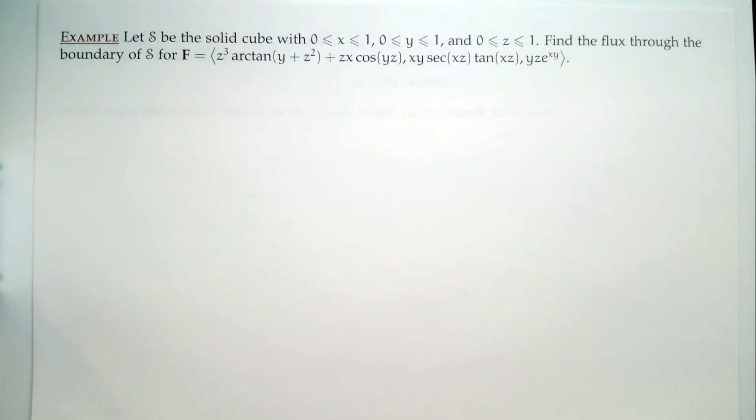Let S be the solid cube, 0 less than or equal to x less than or equal to 1, 0 less than or equal to y less than or equal to 1, and 0 less than or equal to z less than or equal to 1. Find the flux through the boundary of S for some crazy-looking vector-valued function. All right. Well, what kind of problem is this? Let's test. What kind of problem do we have?